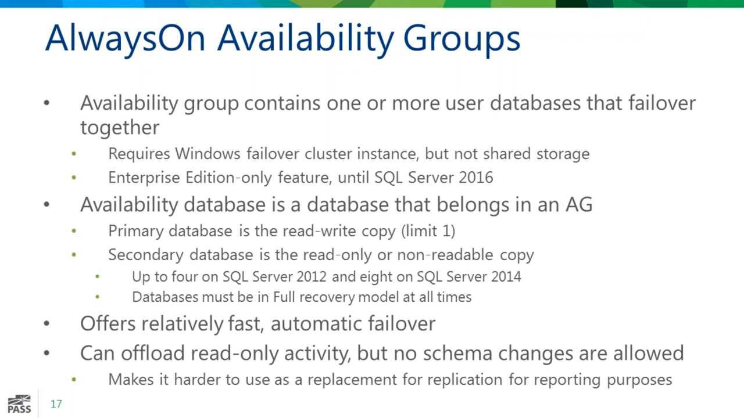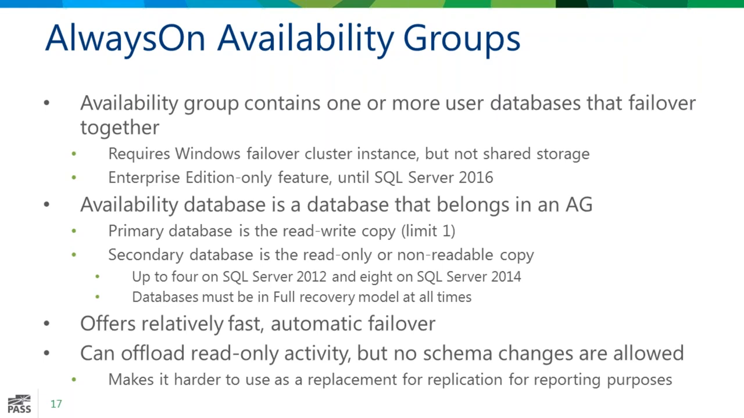And an availability database is just a database that's part of one of your availability groups, and you have one database that's the read-write copy, so all the writes are going to that. And then you have one or more secondary databases that can be either read-only or not readable. And in SQL Server 2012, you could have four of these, and they upped that to eight in SQL Server 2014. And all these databases have to be in full recovery model at all times, so that's an important restriction. And this gives you pretty fast automatic failover. And by pretty fast, we're talking usually 5, 10, 15 seconds in most cases.